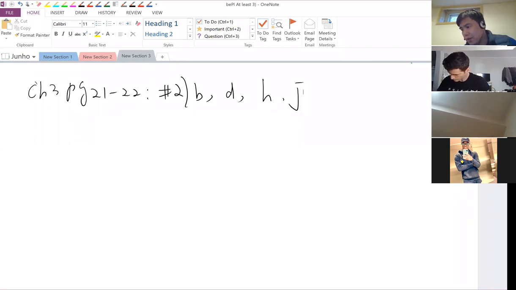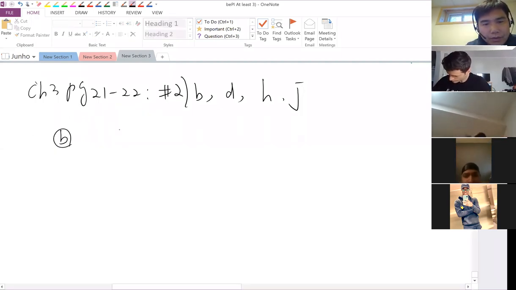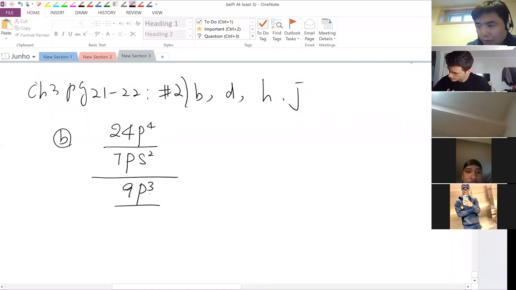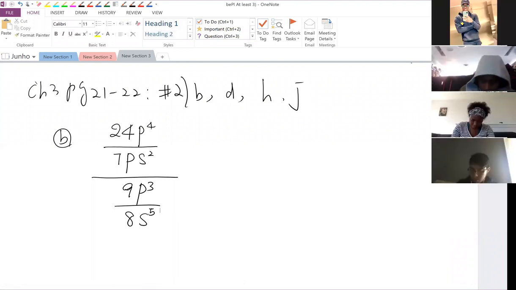So the first question is B, which is 24 P to the fourth power over 7 P S squared, divided by 9 P cubed over 8 S fifth. Okay. So who can just explain the first step of this problem? Reverse. LCD. And multiply.